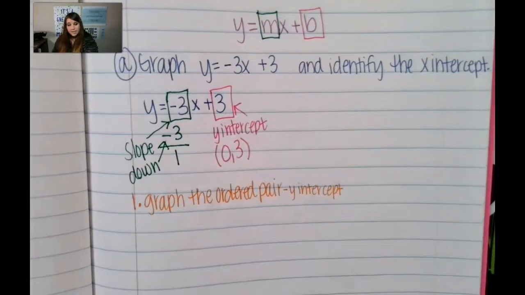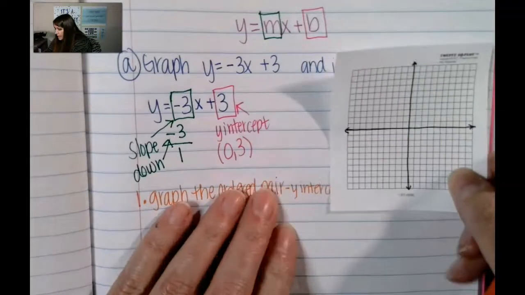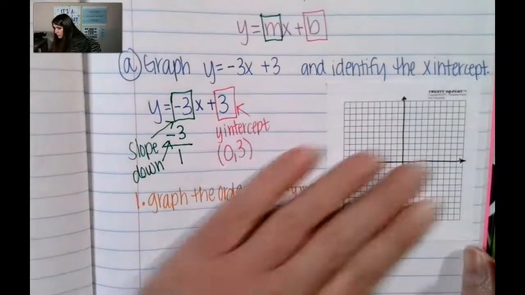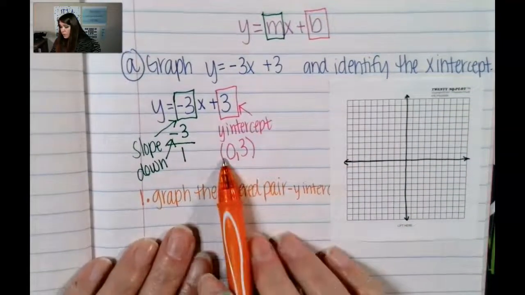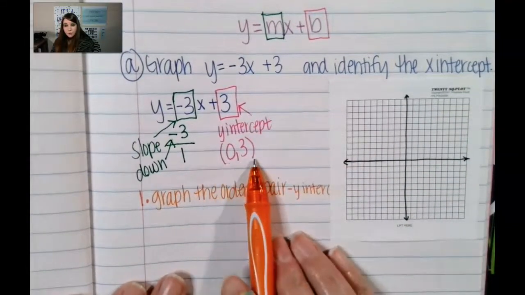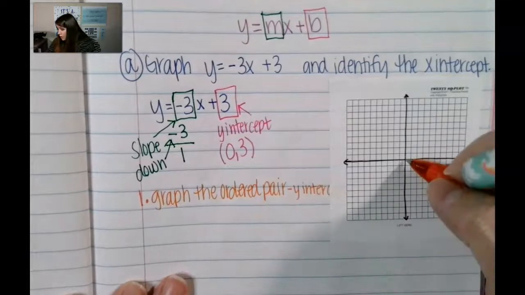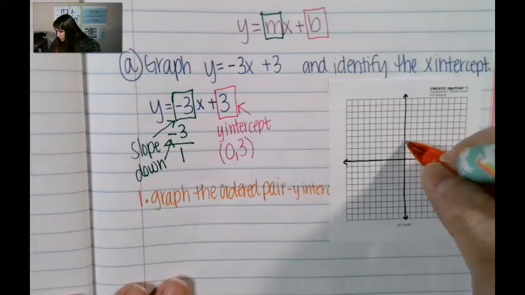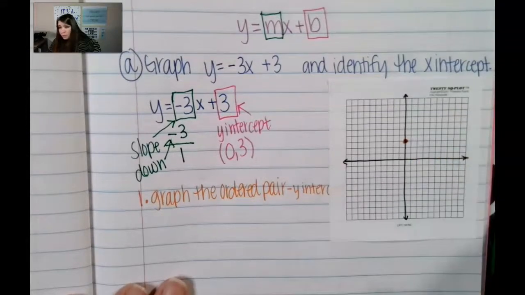So I'm going to take one of my sticky notes, and I am just going to start graphing. All right, so I'm going to start by going to 0, 3. So nowhere on my x-axis, but then I'm going to go up 3. 1, 2, 3, and I'm going to put a dot.